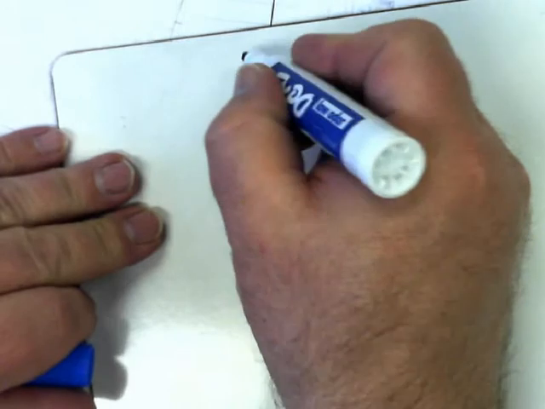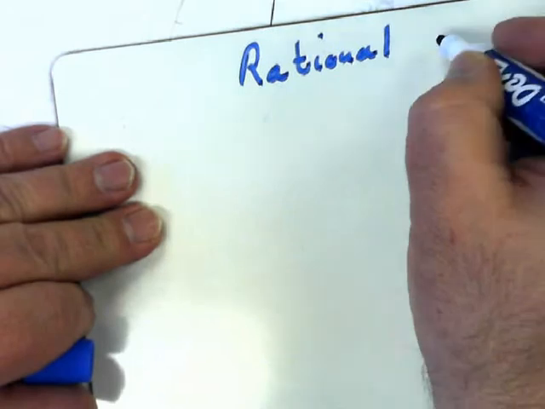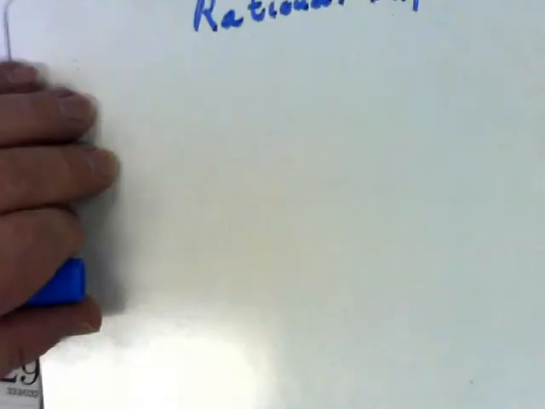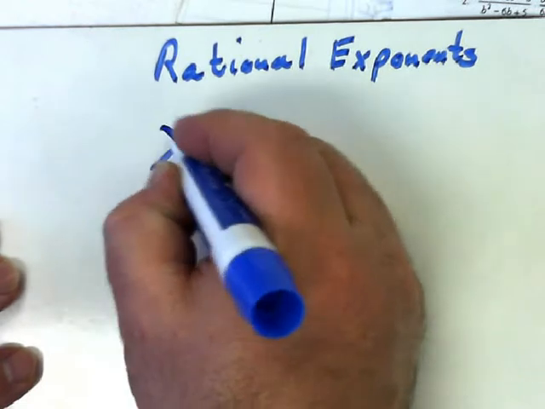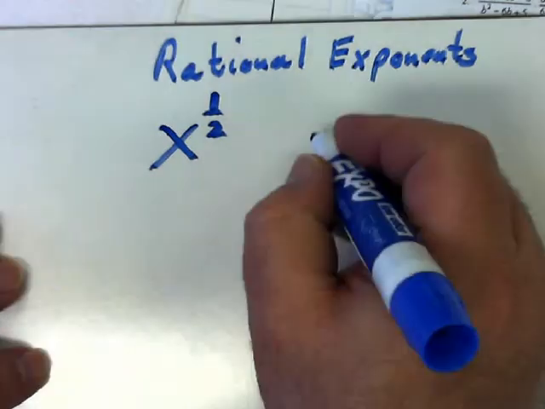Okay, so we're going to be working with rational exponents and radicals. Okay, in dealing with rational exponents, a rational exponent looks something like this. In other words, it has a fraction as an exponent, is what we're talking about when we're working with rational exponents.